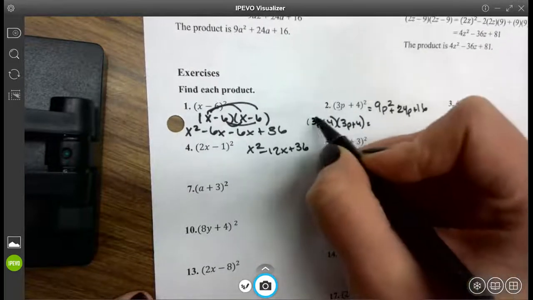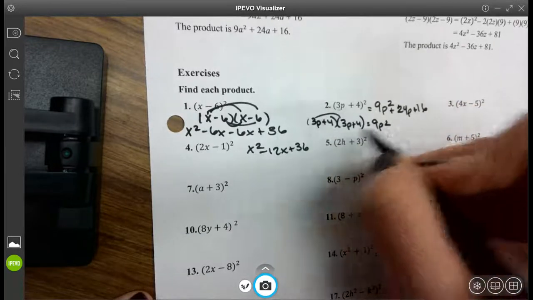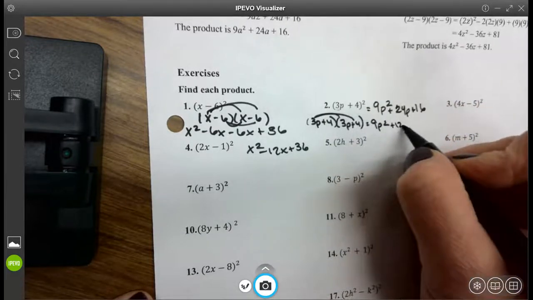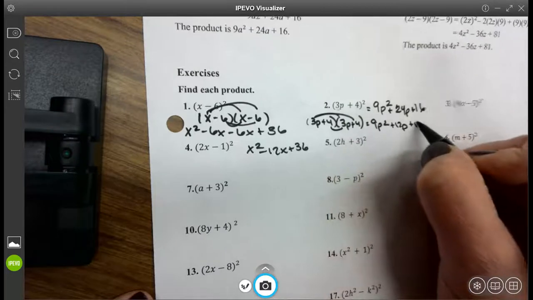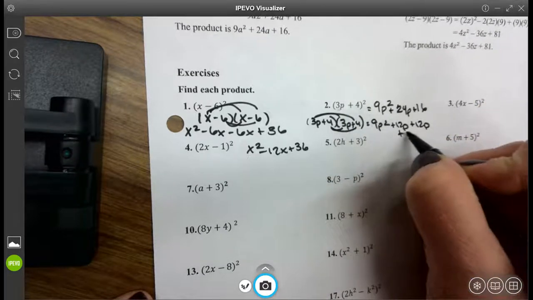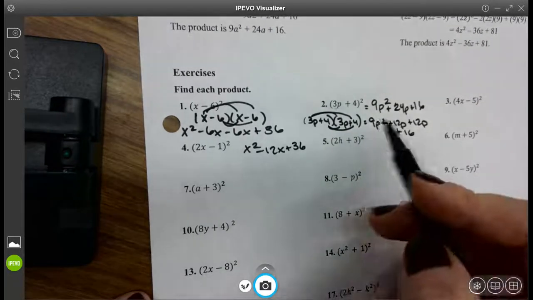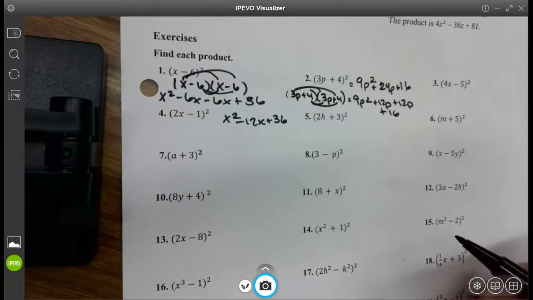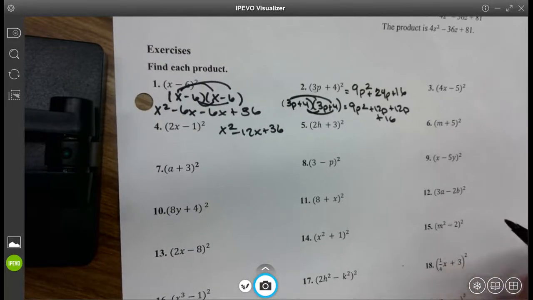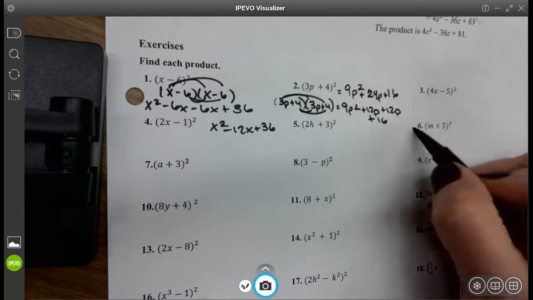It's going to be 9p squared. It's going to be 12p. It's going to be 12p. It's going to be 16. Yeah, that's what you get. So it's just going to follow that same pattern. Let's try it again. Let's try here.